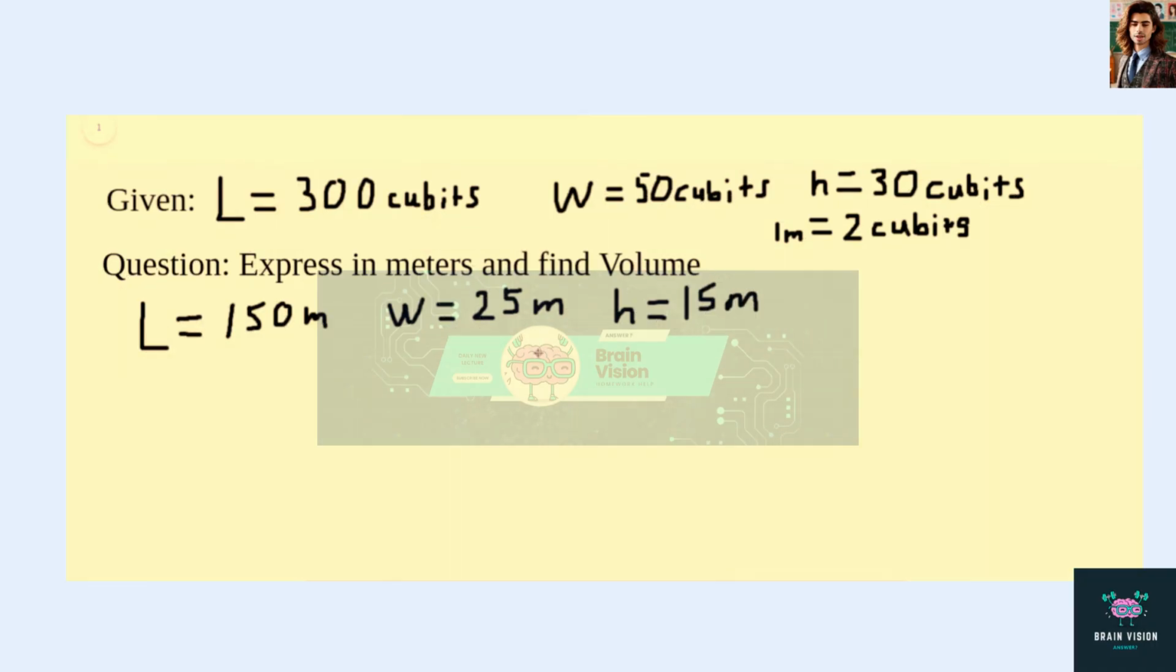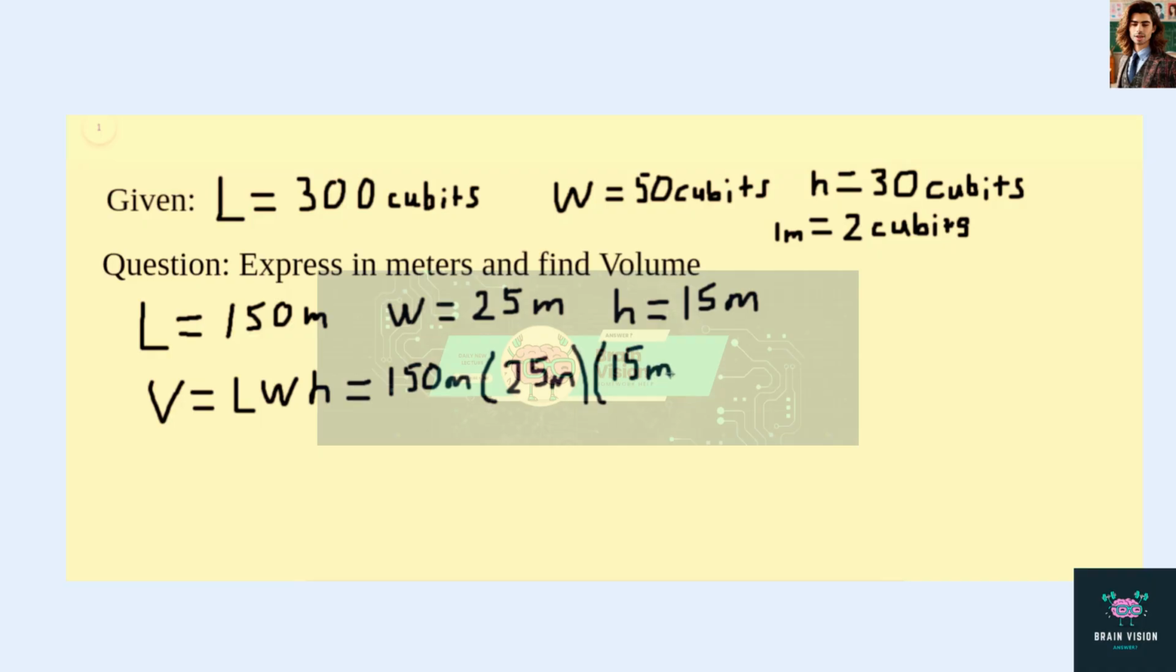Okay, so now that we have meters, the next thing we need to do is calculate the volume. Well, volume is length times width times height. So if you take 150 meters and you multiply that by 25 meters, and you multiply that by 15 meters, you'll get the volume of Noah's Ark.